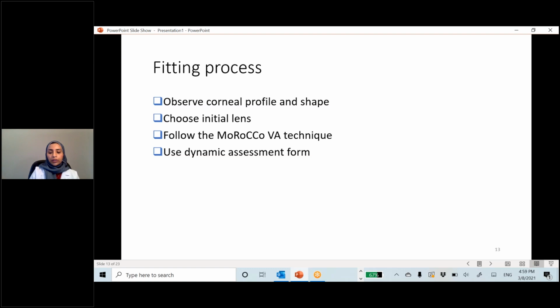So then we are going to just go through an overview of the fitting process. First, you want to determine your overall corneal profile and shape, and that is going to, with the help of the fitting guide, help you select your first initial diagnostic lens. Now, when you apply the diagnostic lens to the eye, you are going to be using what is called the dynamic assessment technique.